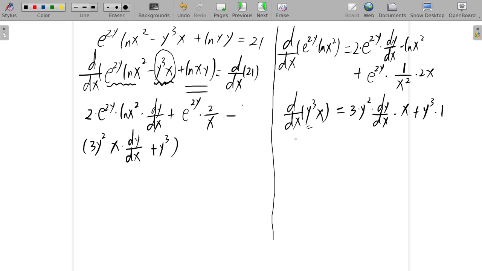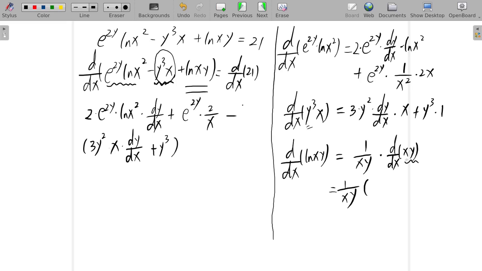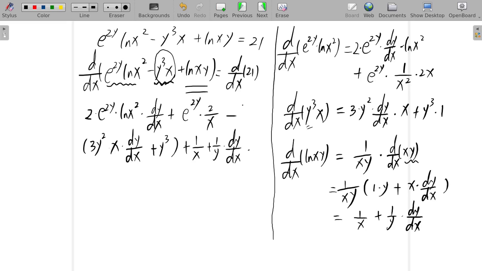So the last term, the change in log xy with respect to x. We use the chain rule, 1 over xy times the change in xy with respect to x. This is a product rule. It equals the derivative of x, which is 1, times y, plus x times the change in y with respect to x. So it equals 1 over x plus 1 over y times the change in y with respect to x. For the right side, it equals 0.